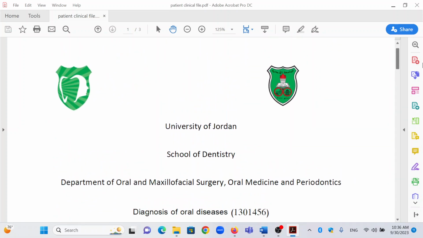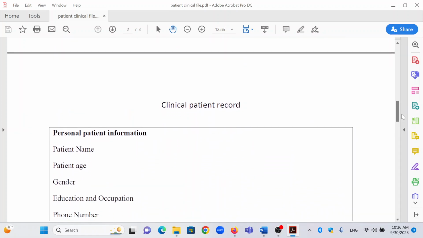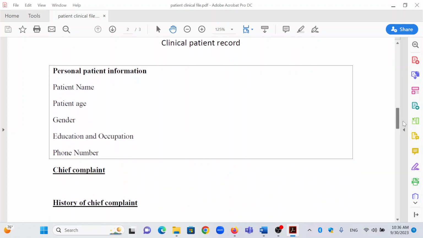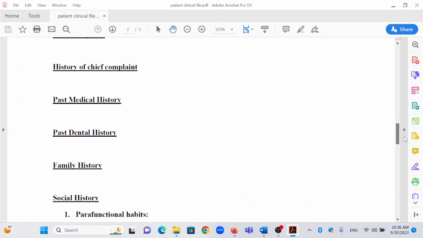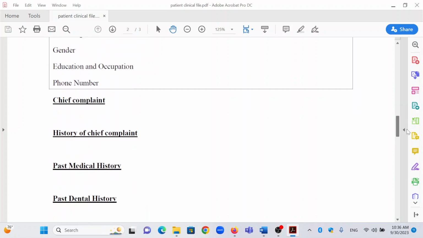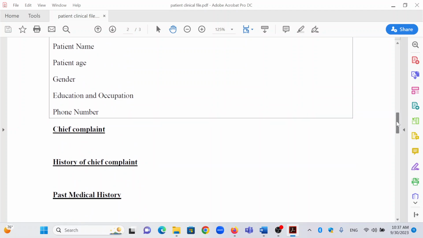We always divide the patient clinical record into two main parts. The first part, which is the part of the history, is actually the information that is obtained from the patient. So this means that the demographics, the chief complaint, and the patient history should all be obtained from the patient and should be in the patient's own language, especially the part which concerns the chief complaint and the history of the chief complaint.